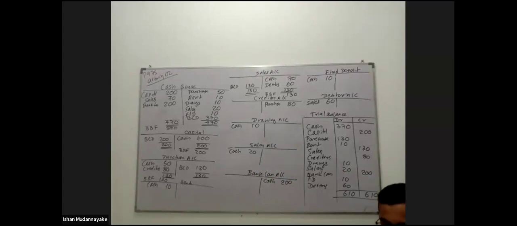Okay, Ranita. Okay, right. And then, the balance figure of the trial balance is how much? 610,000.